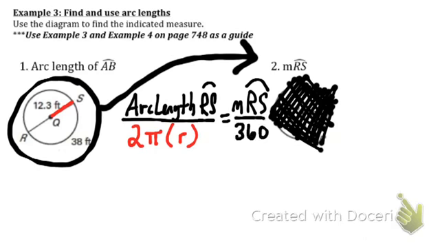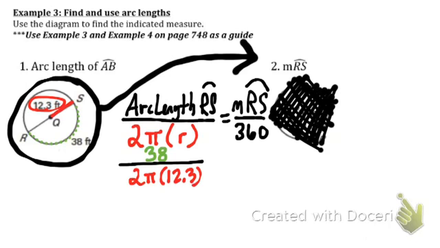Now I'm going to substitute what I know. I know that the arc length of RS is 38. So I'm going to substitute 38 divided by 2 pi, and our radius is 12.3. That's equal to RS. Well, we don't know what the arc measure of RS is. So I'm going to put a variable x on there, and then my 360 still stays there.